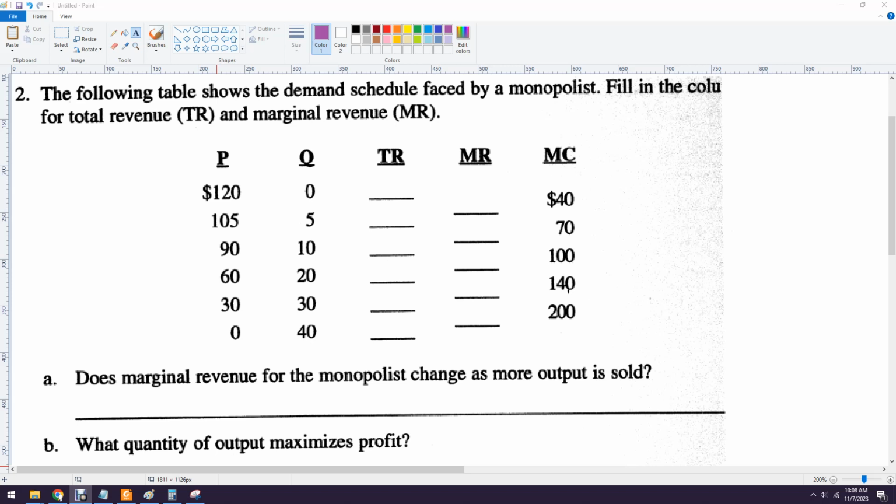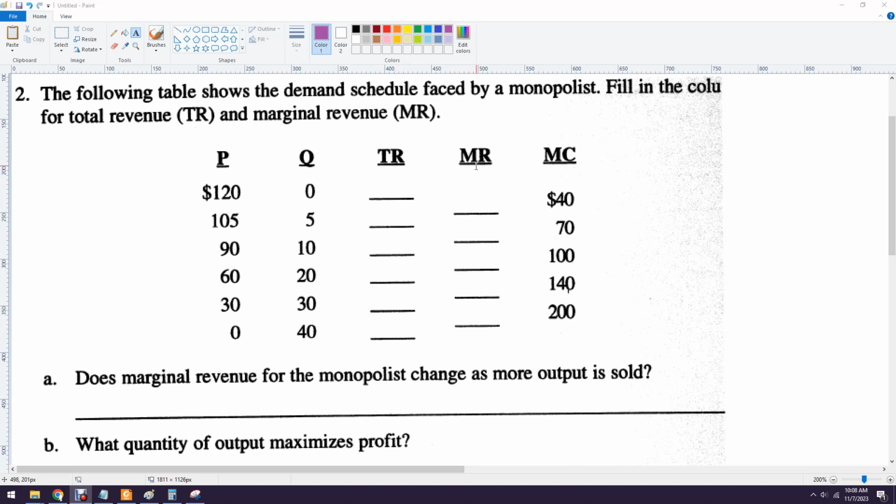Let's find the monopolist's profit maximizing quantity and price and output, which is quantity, given a table. So instead of a graph, we've got a table here. We see a lot of these with graphs, but we've got a table. We've got marginal cost information filled in. That's what MC stands for.